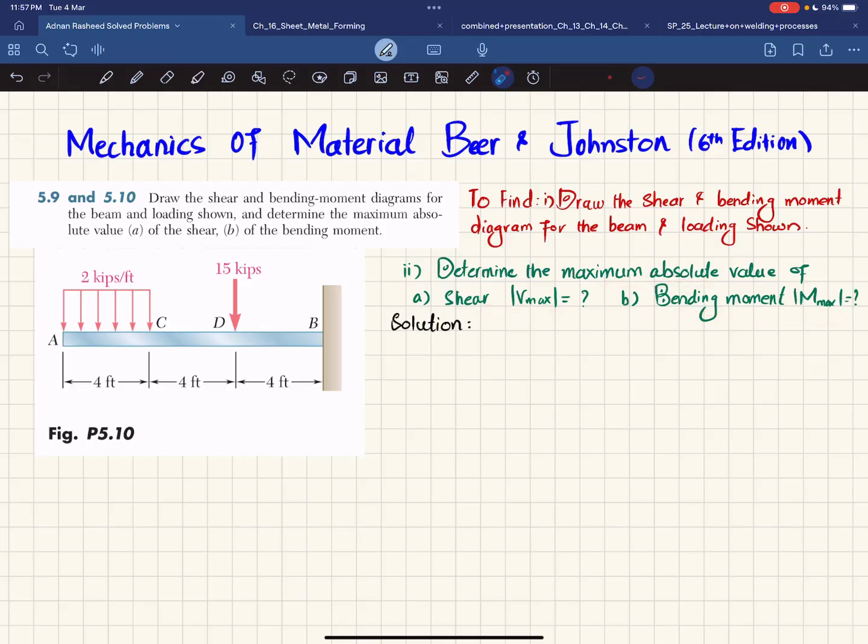So let's start with the solution. We will solve this problem using two methods. The first one will be the direct method, which I will write as method 1, which is very easy and clear. After that we will solve it using the second method, where we first find the shear force and bending moment equations.